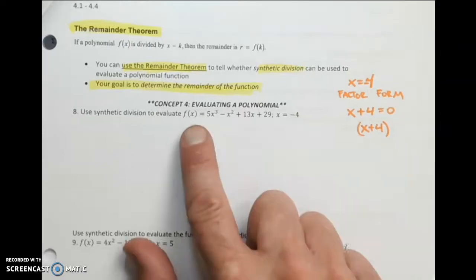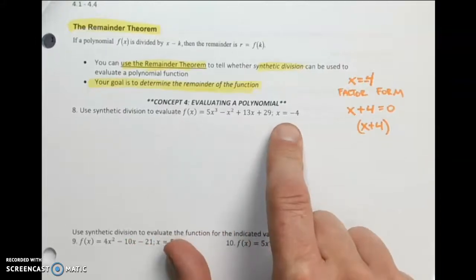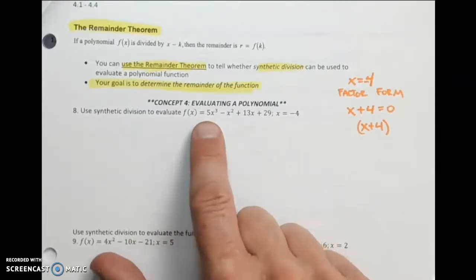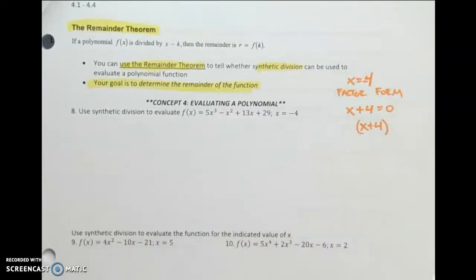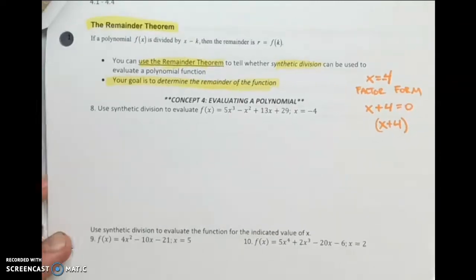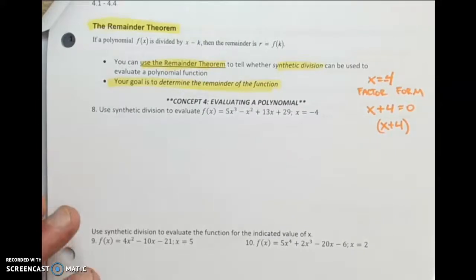So, what is f of negative 4? Well, normally we just put negative 4 and replace all the x's and then simplify down until we have a solution, which works great. And you can continue to do that. But the remainder theorem is another way to go, and it may even be easier.